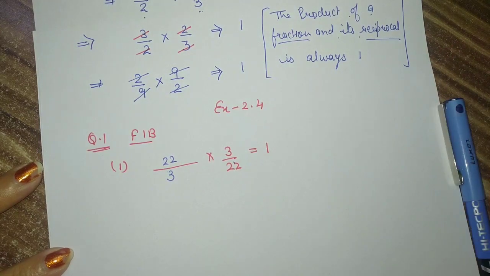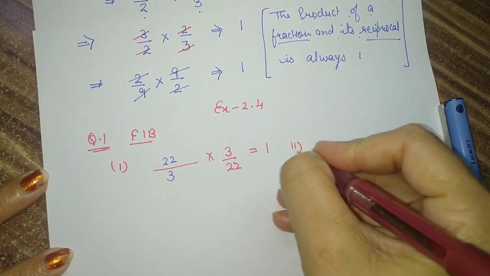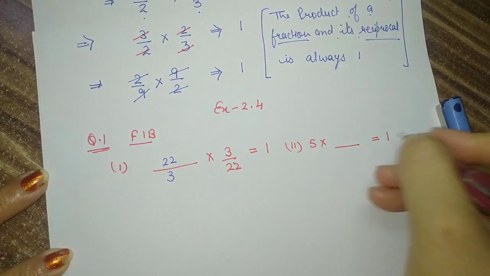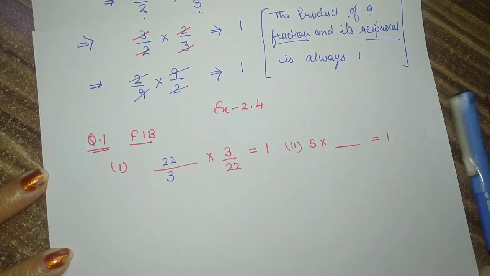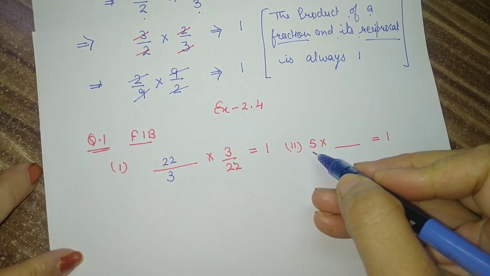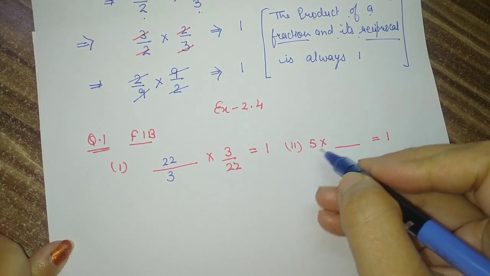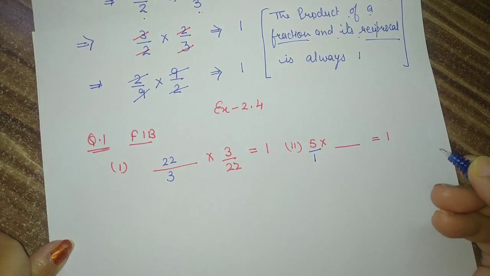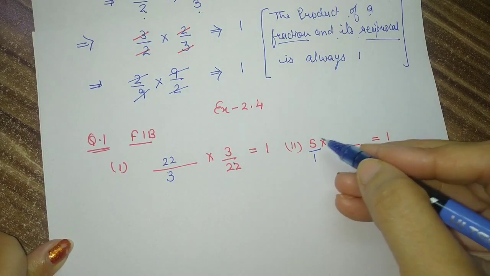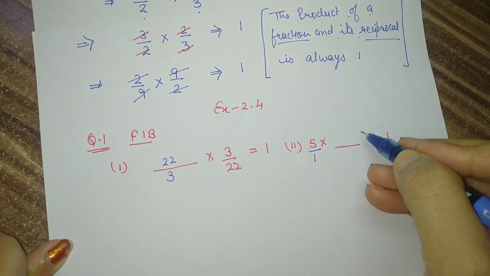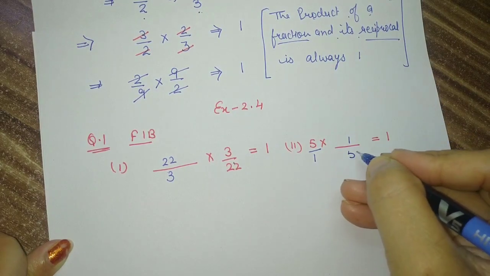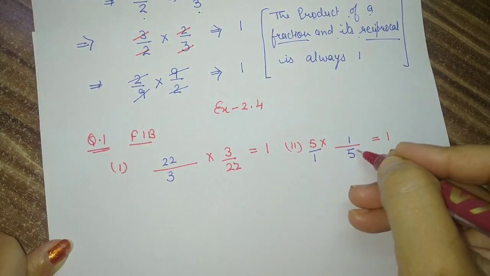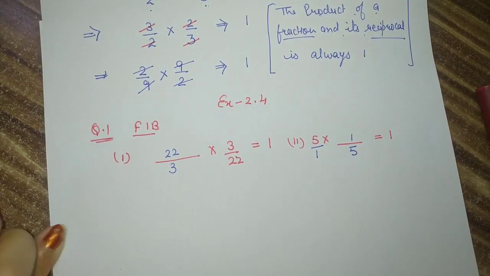Its second part, 5 multiplied by what? Then easily we get the answer 1. If any whole number is given, how to write its reciprocal? We assume that its denominator is 1. Now it becomes the fraction 5 by 1, and its reciprocal is 1 by 5. How do we get the 1? 5 cancels out with 5, then we get the answer 1.